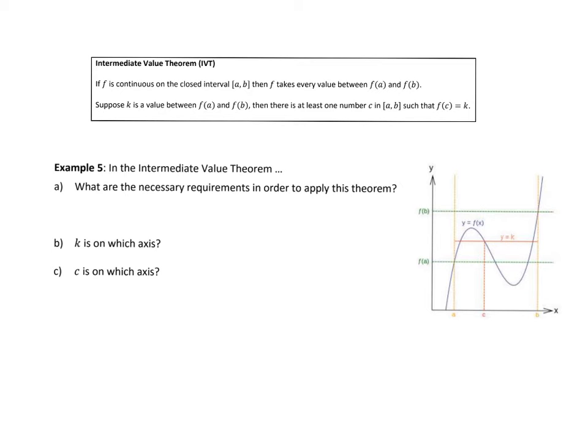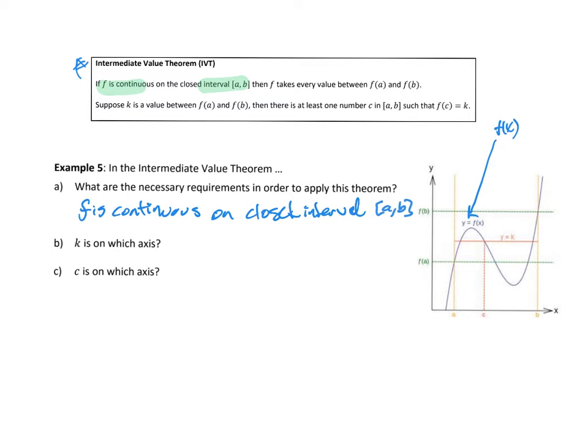So in this first example, we're going to use this picture over here and this curve y equals f(x) to just answer some basic questions. And I've put the theorem up here just so we can refer to it, because obviously you haven't memorized it yet. But what we want to think about, first of all, is what are the necessary requirements in order to apply the theorem? Well, we already mentioned that there are two necessary requirements. Our function has to be continuous on a closed interval [a, b]. So I'm going to list those here. f is continuous, and on a closed interval [a, b]. Well, that's supposed to say interval. That's why I like the notation better. We use these square brackets to indicate that there's a closed interval. So there's a start and stop point.